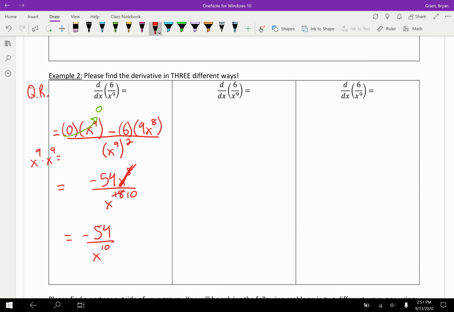That's our long one. All right, what's the second way? Well, the second way is, of course, using the product rule. I tend to use PR for product rule.